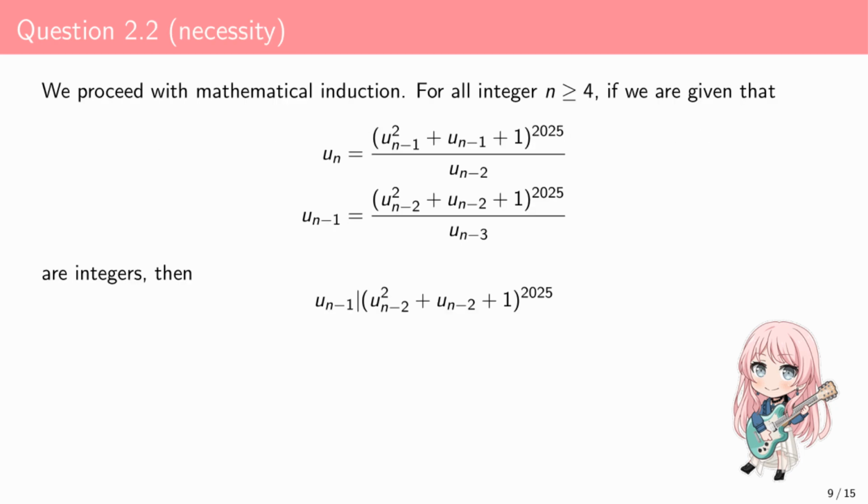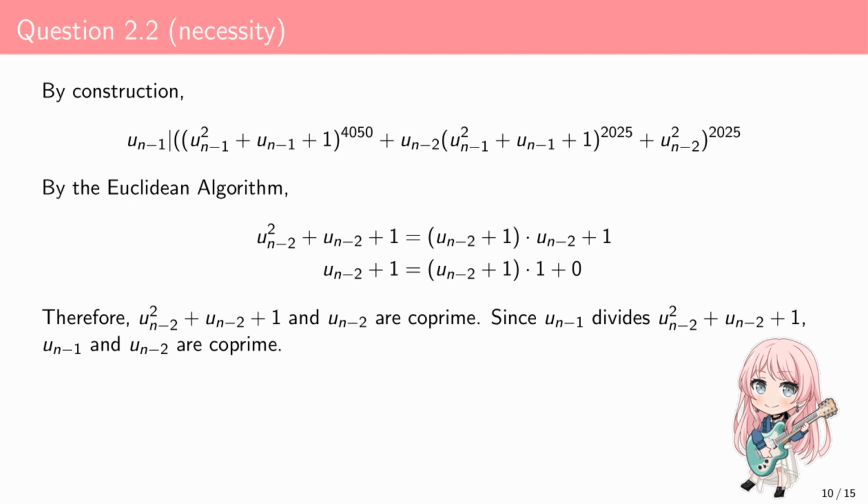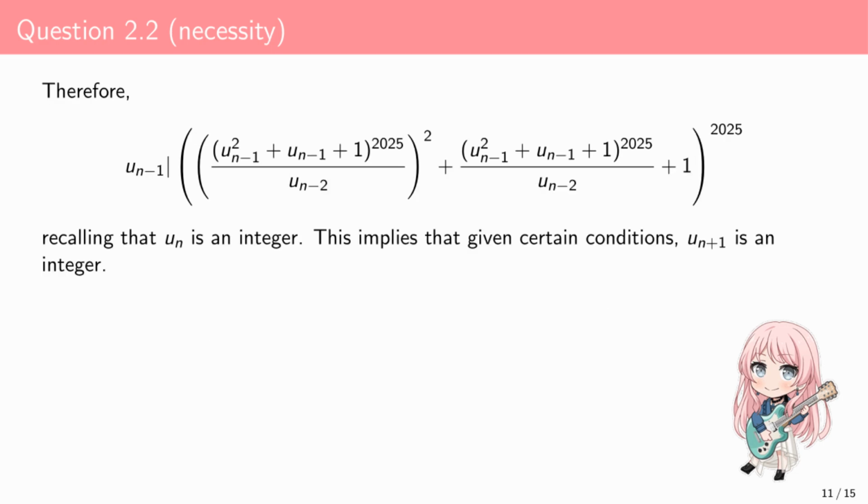We continue with necessity. We will use mathematical induction to prove this part of the theorem. For all integers n greater than or equal to 4, if we are given that Un and Un-1 are integers, then we know that Un-1 is a factor of this number. By construction, we can obtain an equivalent expression. We apply the Euclidean algorithm and show that Un-1 and Un-2 are coprime based on a few properties of integers. Then, we can conclude that Un-1 divides this expression. Due to the fact that Un is an integer, the right-hand side is apparently an integer. This implies that if our inductive hypothesis stands, Un+1 is an integer.